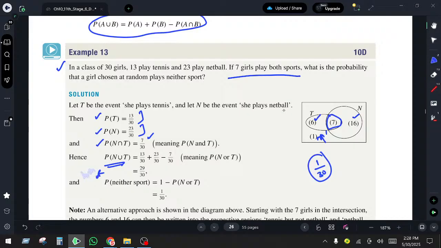Okay, it is or. What happened? There are totally 29 students playing at least one of the games. So it is 29 by 30. Out of these, they are playing at least one game, and we want that none plays. So 1 minus 29 by 30, it is 1 by 30.